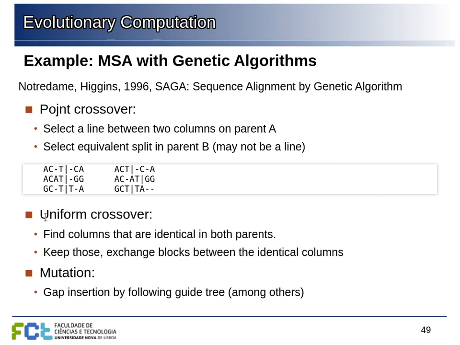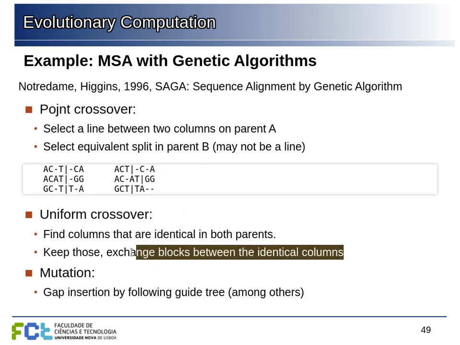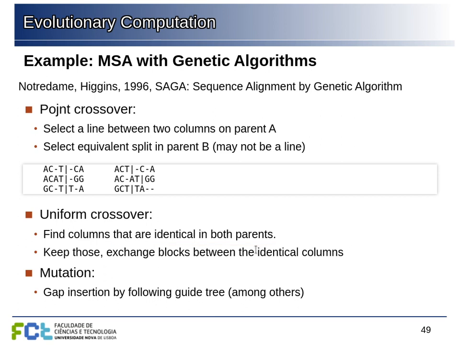So another crossover operator that the authors used was to find columns that were the same between the two. For example, these C alignments here were the same between the two parents, and then exchange the blocks that are between the identical columns. So identical columns are preserved in the offspring, and only the parts that are between are scrambled between the two parents. So the crossover operations are those that allow us to mix characteristics from the two parents in the offspring.